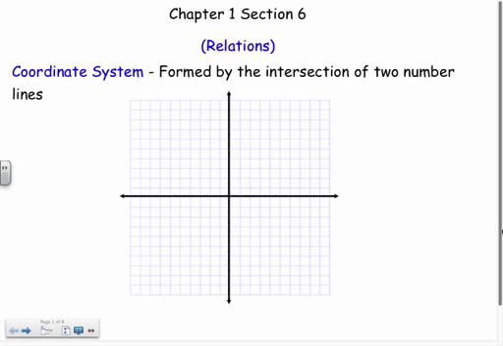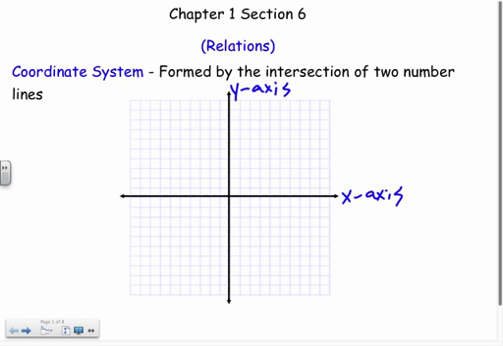When we talk about relationships in math, we usually use our coordinate system to describe our relationship, or what we call relations. In our coordinate system, it's forming an intersection of two number lines. And if you remember from before, our two number lines that intersect we call the x and the y-axis. Remember the x-axis runs horizontally and the y-axis runs vertically.